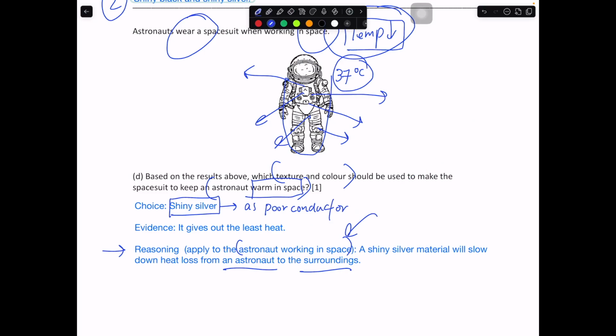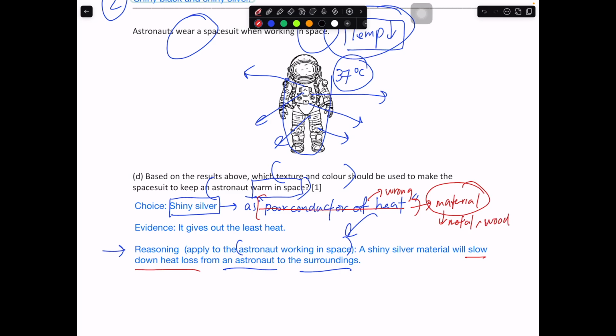You will not say that this is a poor conductor of heat. So let me write this. This is wrong. You will not equate this as poor conductor of heat. Although we say that the shiny material will slow down heat loss, in this case we will not say this, because this only applies to materials themselves, materials being either metal versus wood.